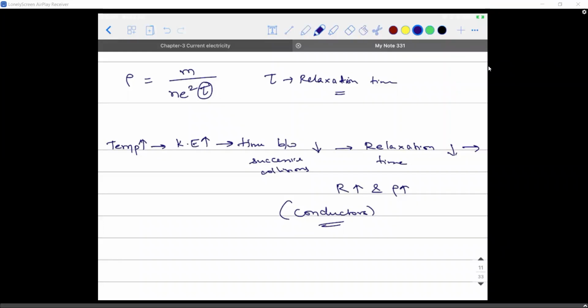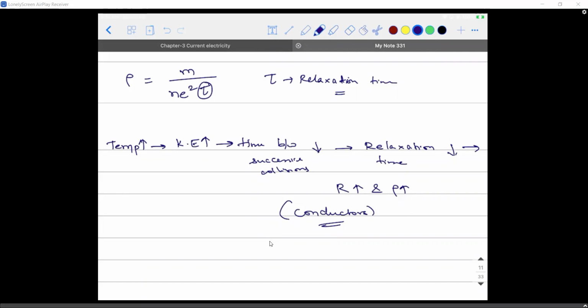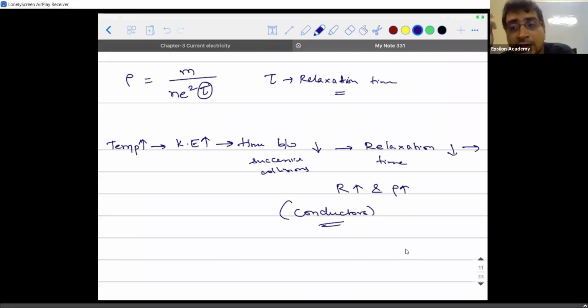So could you repeat the point? I'll tell you. The question I got is, relaxation time is inversely proportional to resistance. Yes, it is, but only for conductors. Somebody asked me to repeat: I asked you to make a note that resistance is directly proportional to temperature only for conductors.